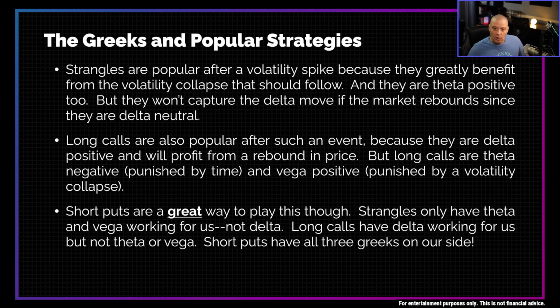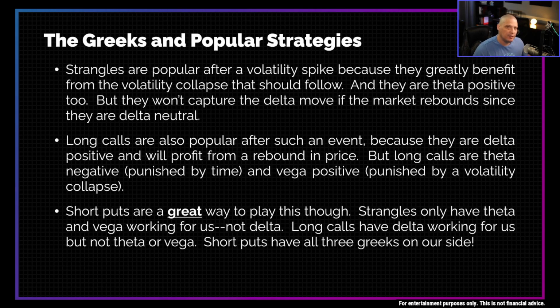And the long calls, you probably made money on them because you had delta working for you, but you didn't make as much as you could have because theta and vega were working against the long calls. But the short put, all three are working for you, right? With the short put, all three of the Greeks, delta, theta, and vega, are on our side.